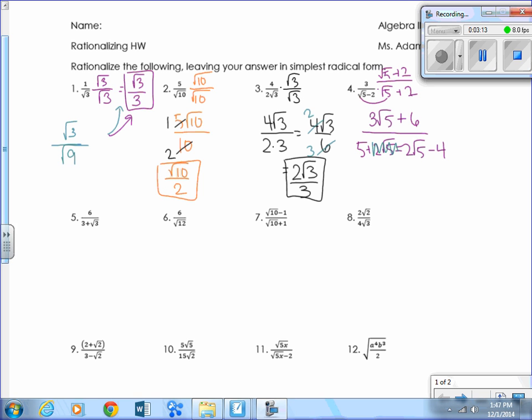And these should always cancel down here, the things that have the radicals. That's the whole point of multiplying by the conjugate. So then I'm left with 3 times the square root of 5 plus 6, and 5 minus 4, that's just 1. So there's your answer.